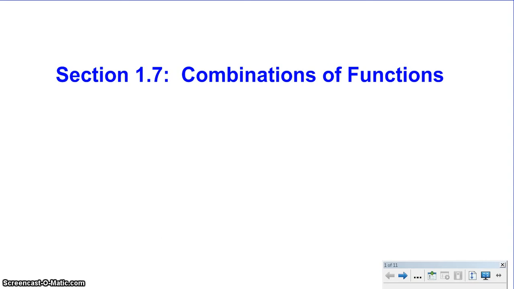Hi class, today we are going to take a look at combinations of functions, which is section 1.7. For many of you, this should be a review. You should have seen this before. It may not have been recently, but you should have seen it before, probably in Prop Stat.